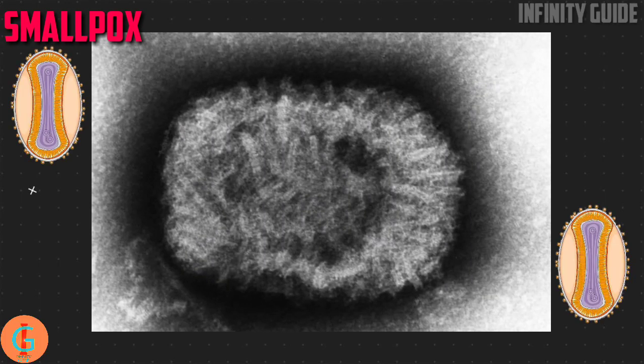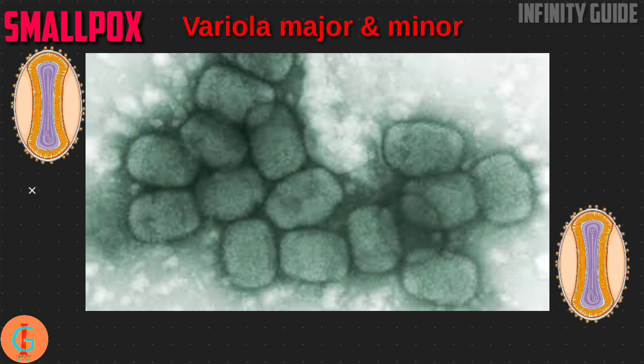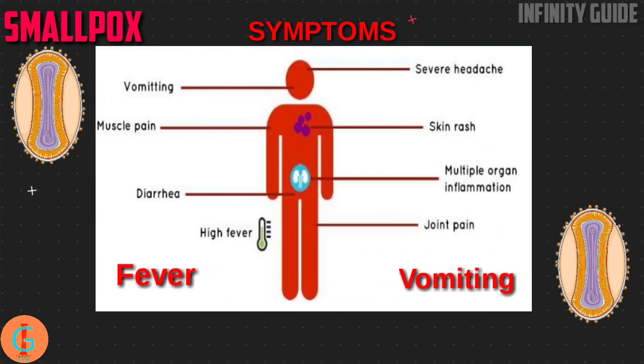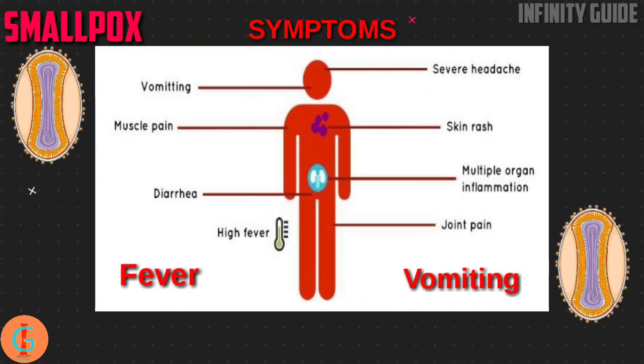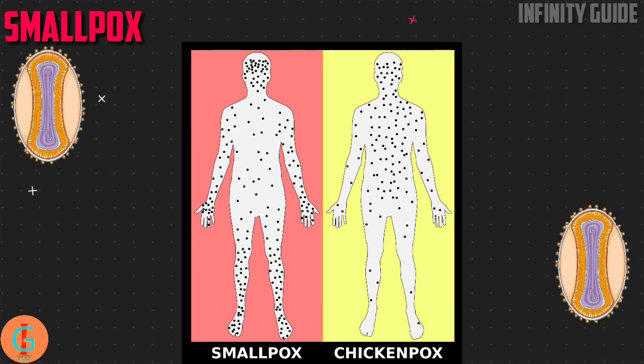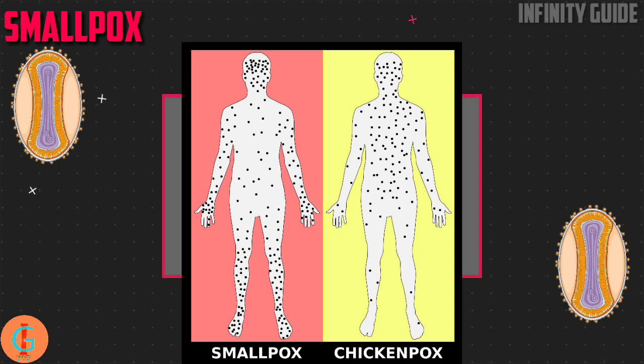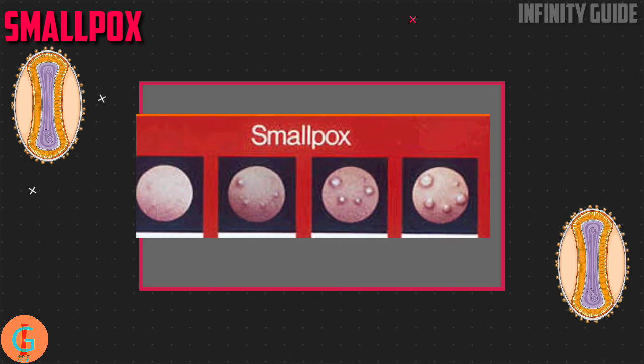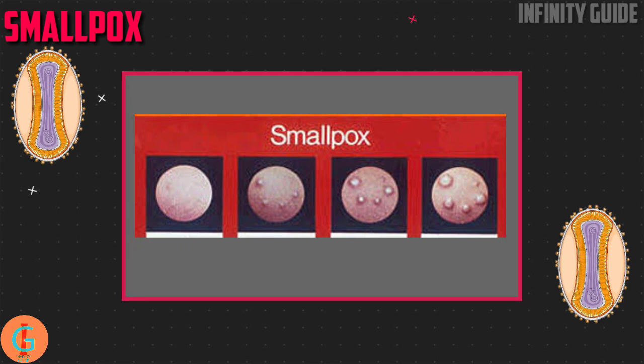Next one is smallpox. Smallpox was caused by the viruses Variola major and Variola minor. The initial symptoms of the disease included fever and vomiting. This was followed by formation of sores in the mouth and skin rashes. Over a number of days, the skin rash turned into characteristic fluid-filled bumps with a dent in the center.